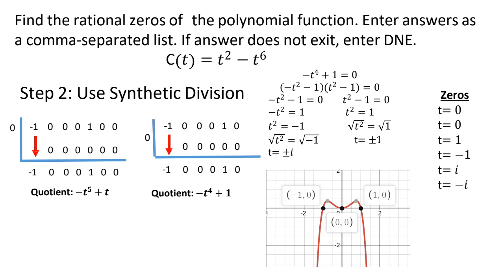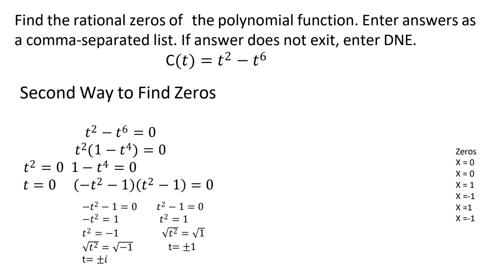If you see, everything that we cover keeps on building, so we can do more and more stuff with this information. So again, hopefully this example helps. All right, so these are my zeros. The second way that I could have done it was just by factoring right from the get-go. I saw that I have a t squared minus t to the sixth. The smallest power that these both share is t squared, so I would factor that out.